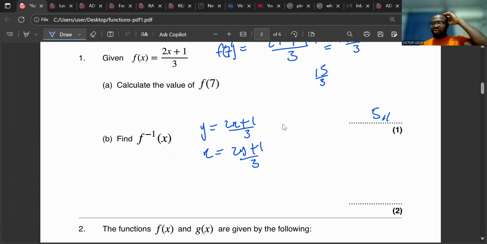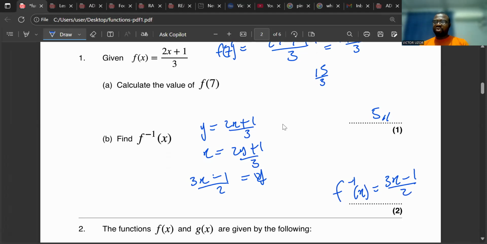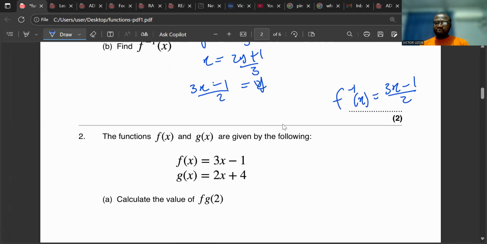Then the last step, you make y the subject of formula, which will give you (3x minus 1) over 2 is equals to y. You can follow it step by step: multiply by 3, subtract 1, divide by 2. So your f inverse will be equals to (3x minus 1) over 2. Then we'll move on to the next one.